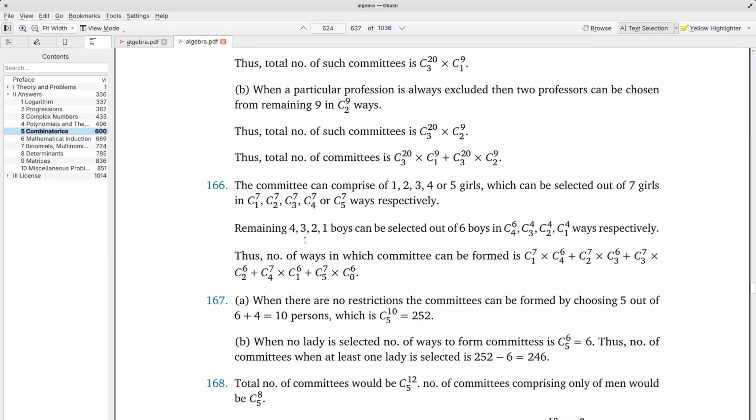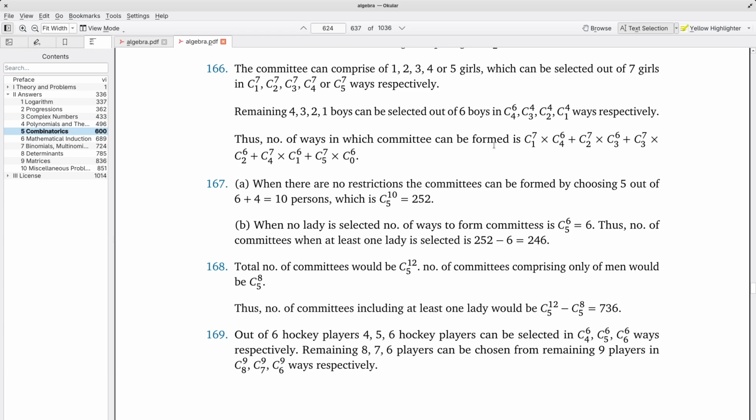Correspondingly we will have 4, 3, 2, 1 boys, which can be selected out of 6 boys in 6C4, 6C3, 6C2 and 6C1 ways respectively. So the total number of ways in which the committee can be formed is 7C1 multiplied by 6C4. You multiply the corresponding combinations and you get the answer. And the last one, when you have 5 girls, we will pick 0 boys out of 6.